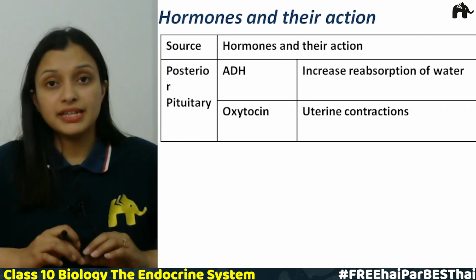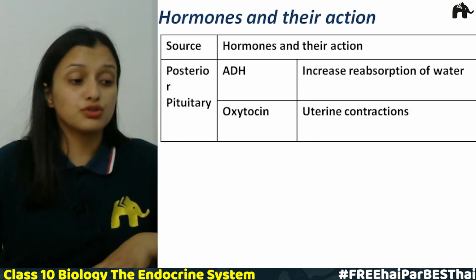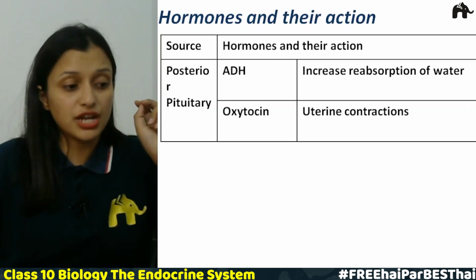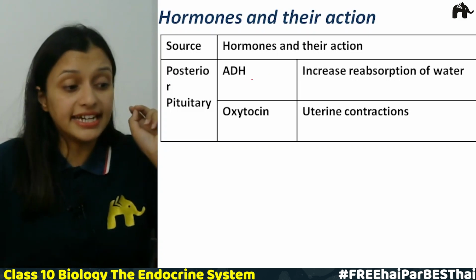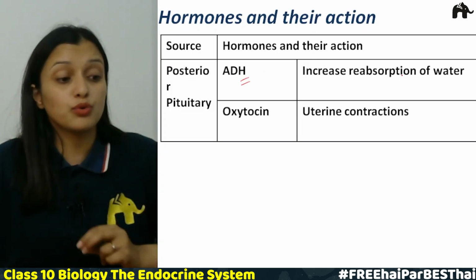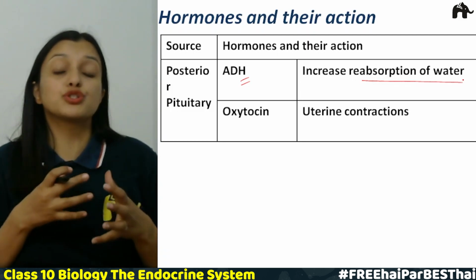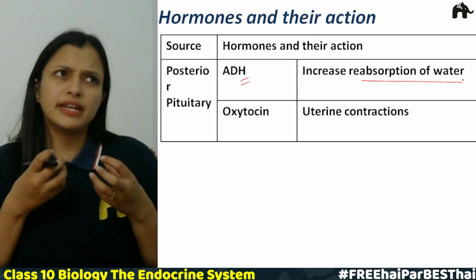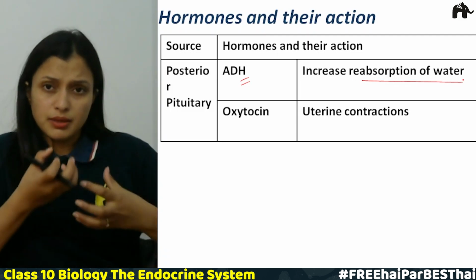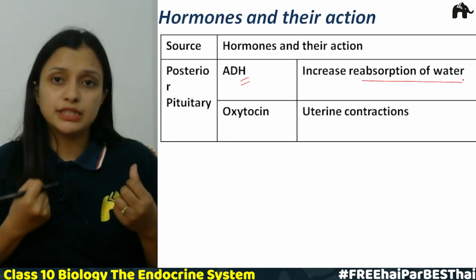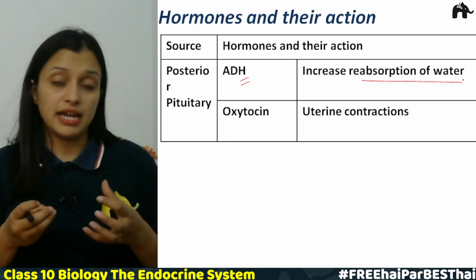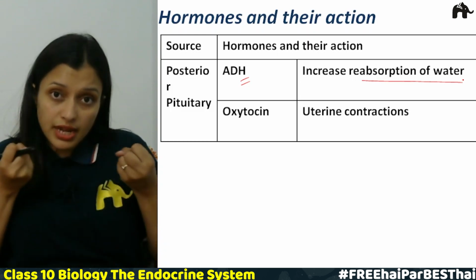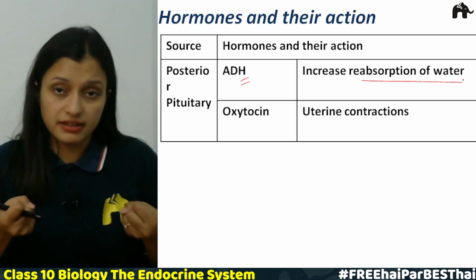The next is the posterior pituitary. There are two hormones, ADH and oxytocin, right? ADH, antidiuretic hormone, leads to the reabsorption of water in the kidney tubule. Whenever the blood goes into the kidney tubule, the excess water not needed by our body is removed, and the water that is needed is reabsorbed, right? It is absorbed back. Okay.